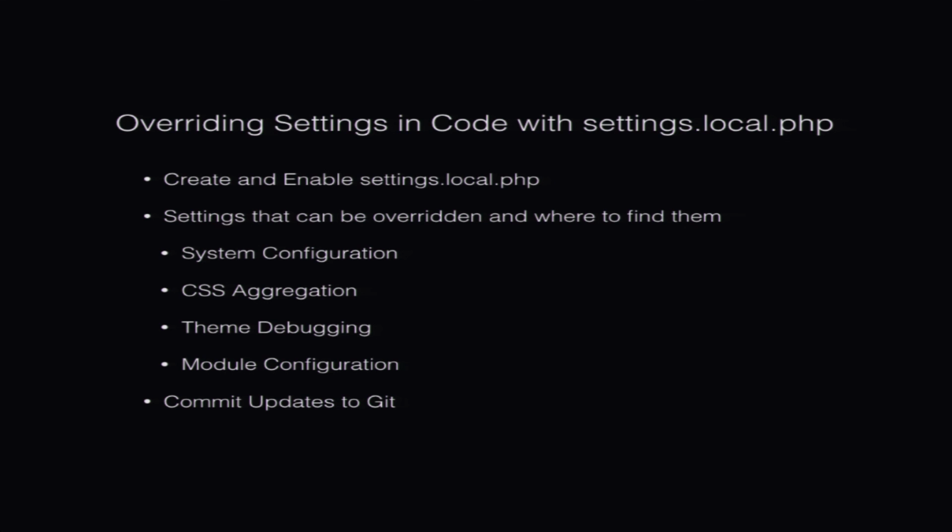But this is a great time to talk about overriding your settings in code with settings.local.php. We've already created and enabled it, but I'm going to talk about four types of configuration. System configuration, and actually CSS is one of those, but also theme debugging, which is a service, and then module configuration, like things like Google Analytics API keys. You can actually override those things.